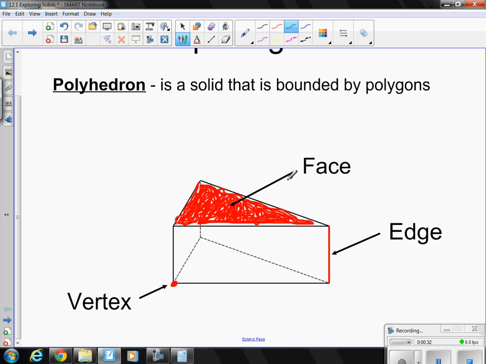Okay, so the faces are the polygons, and the edges are where the polygons meet. The edges are where the polygons meet, and the vertex is where edges meet.